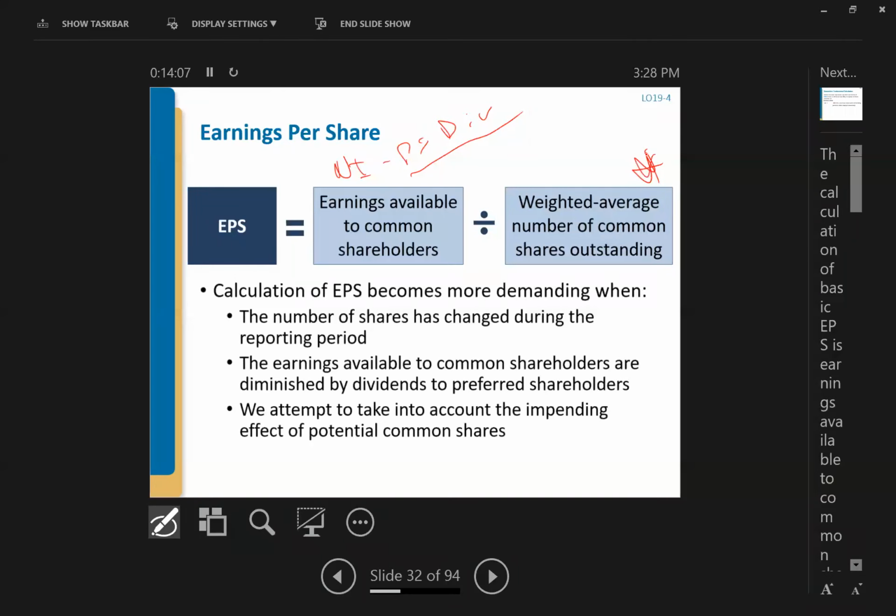So the calculation of earnings per share becomes more demanding when the number of shares has changed during the reporting period, because that's going to impact, again, the weighted average, right? Earnings available to common shareholders are diminished by dividends to preferred shareholders, and we attempt to take into account the impending effect of potential shares, all right? And so this, truthfully, is the only thing that is tied to the beginning of this chapter, those options that can be exercised. We'll deal with that in a minute.